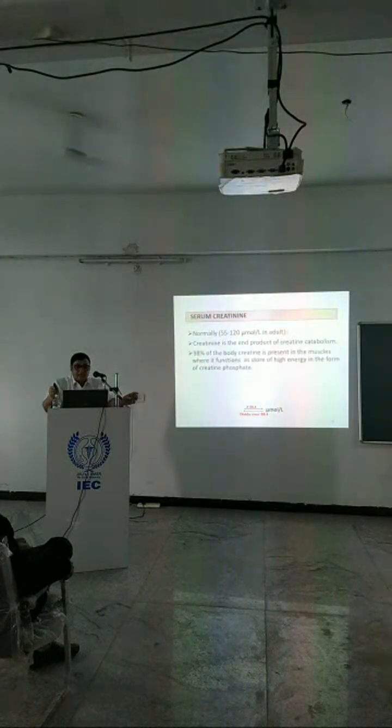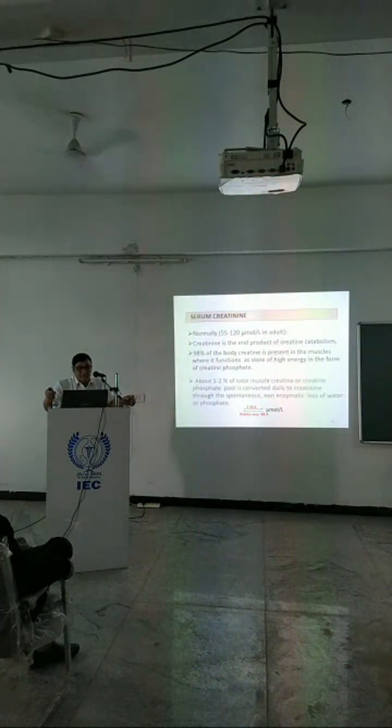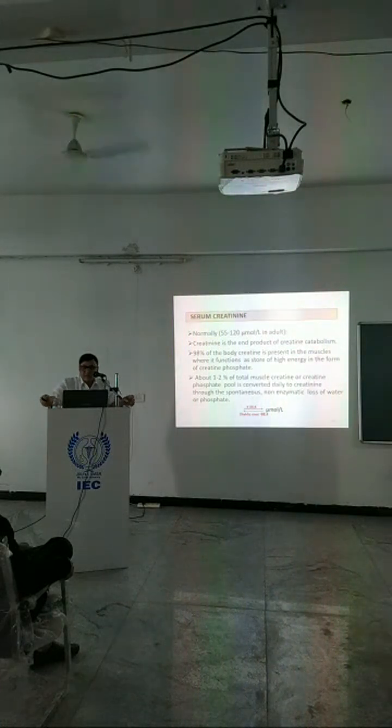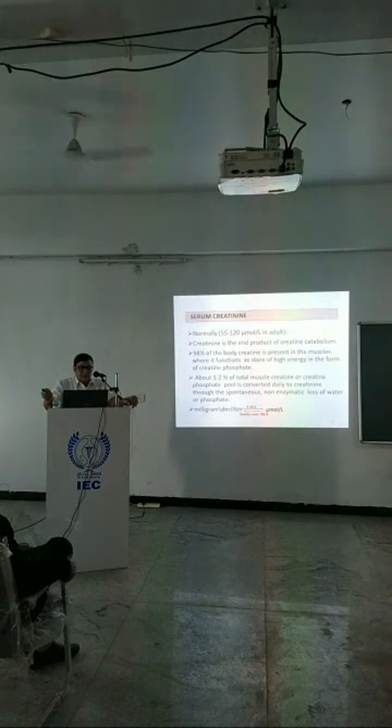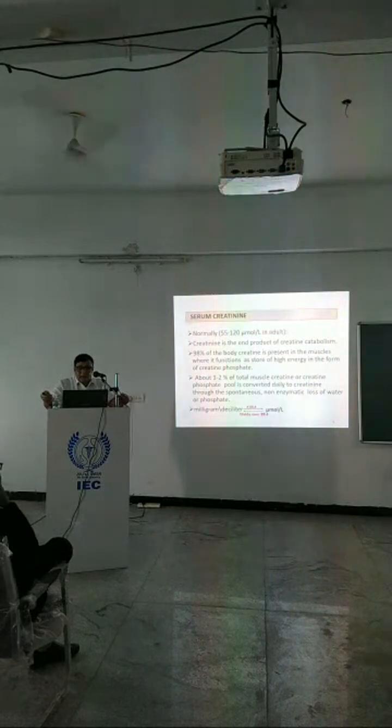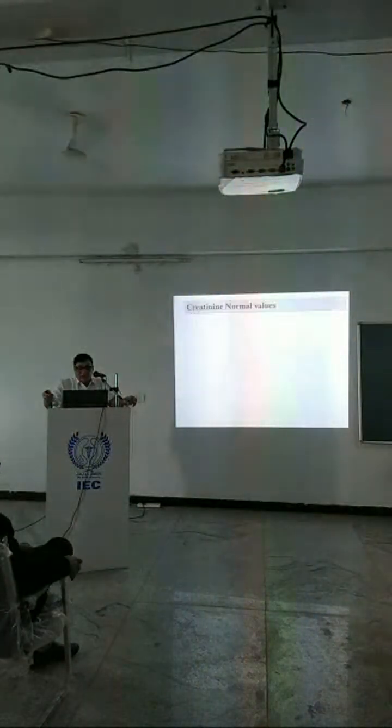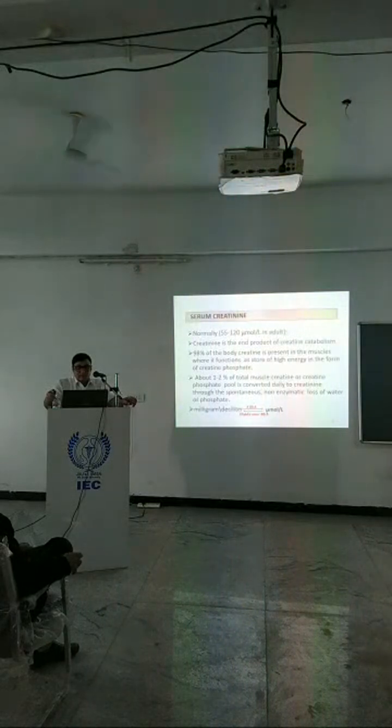Now, 98% of the body creatine is present in the muscles, where it functions as a store of high energy in the form of creatine phosphate. About 1 to 2% of the total muscle creatine or creatine phosphate pool is converted daily to creatinine through spontaneous non-enzymatic loss of water or phosphate. And the figures in milligram per deciliter, when multiplied by 88.4, give the figures in micromole per liter.